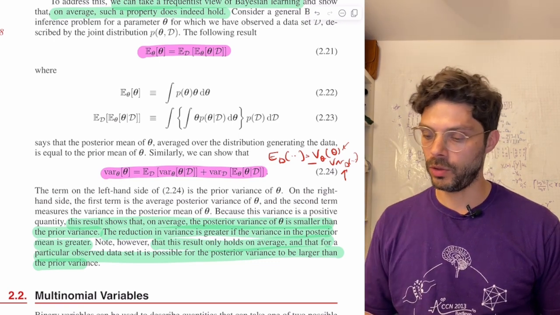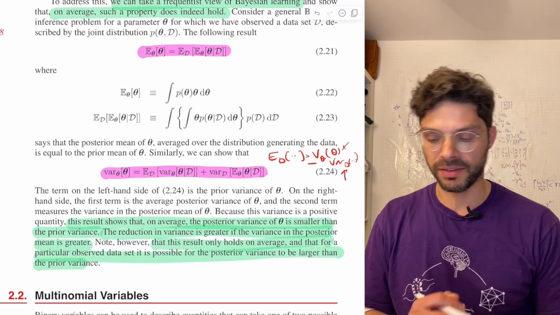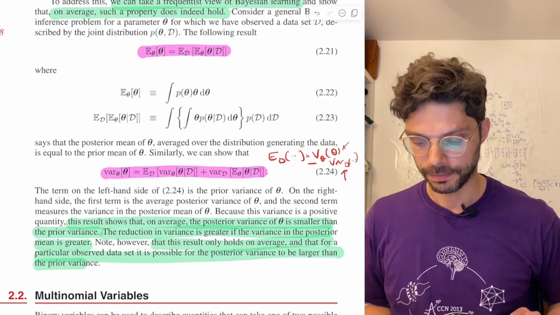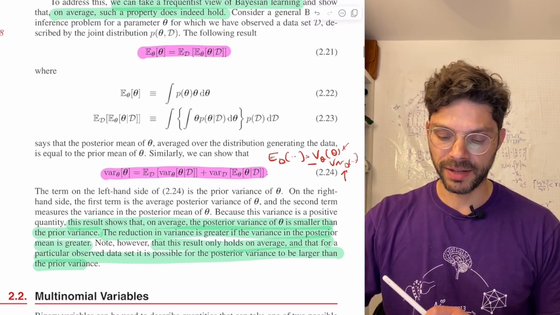So yeah, I think this is pretty cool. If I come up with some intuition for these results, I will share that with you. And there's an exercise, I guess, that deals with that, exercise 2.8. So maybe after solving that, I'll have some more insight. But that's basically this section.